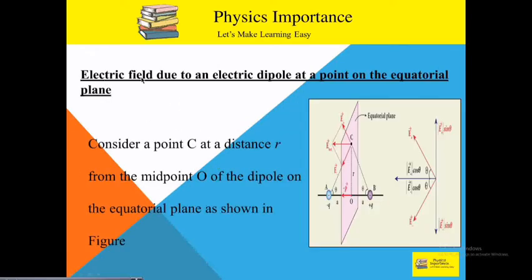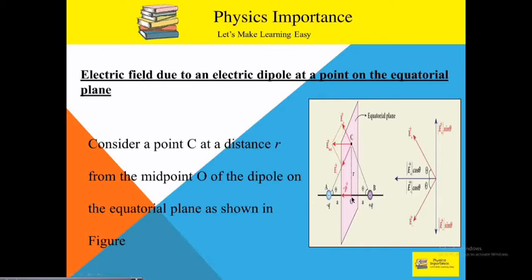In order to find the electric field due to an electric dipole on the equatorial plane, we have to consider a point C at a distance r from the midpoint O of the dipole. Here also we have to consider the dipole. What is the dipole? Minus Q and plus Q separated by a distance 2a. Then we can say this is the dipole. In this dipole, O is the center. From this midpoint, we choose a point C at a distance r from the midpoint.